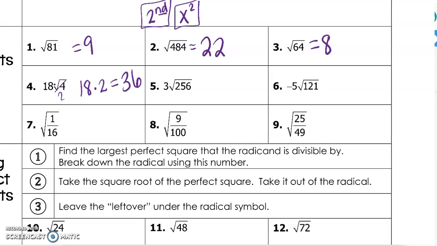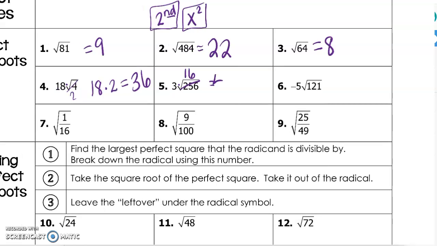Again, this means 3 times the square root of 256, which is 16. Either it's on your sheet, or you can type the square root of 256 into your calculator. So 3 times 16 should give us 48.